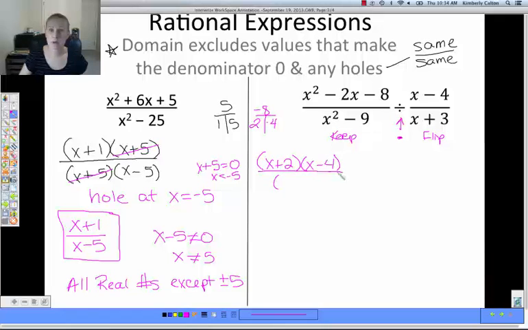On the bottom, I notice this is also a case of difference of two squares, just like the last problem. So one gets a plus and one gets a minus. The square root of x squared is x. The square root of 9 is 3.